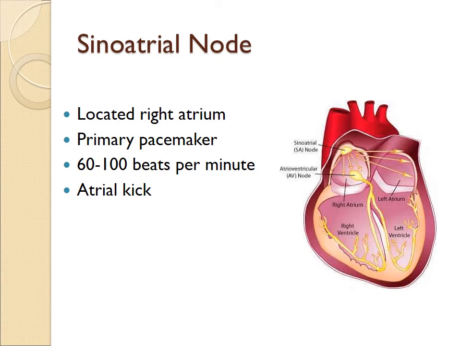Let's look at the first part of this pathway, the SA node. It's located in the right atrium, up on the posterior wall of the right atrium. It's known as the primary pacemaker of the heart because it has the greatest automaticity. Its intrinsic pacing rhythm is about 60 to 100 beats per minute. And as a result, we get atrial kick from this.